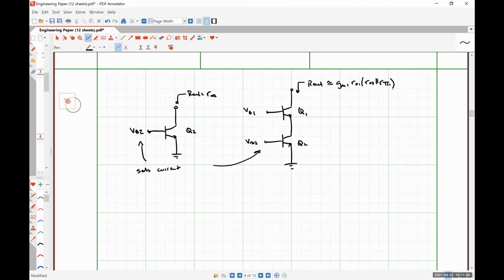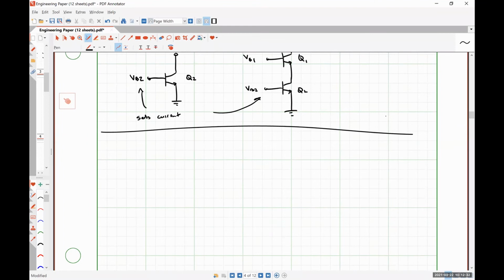For the current source like this, to me, looking at it as a current source being degenerated by another current source makes more sense than this guy. But when we start looking at cascoded amplifiers, this type of interpretation is actually rather useful. So for instance, this is a quick aside here. What if I had a circuit like this?